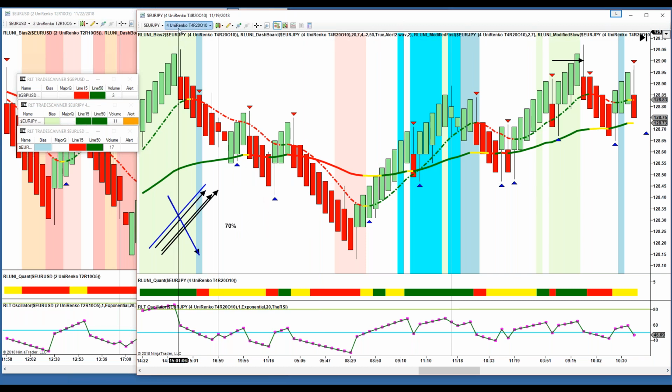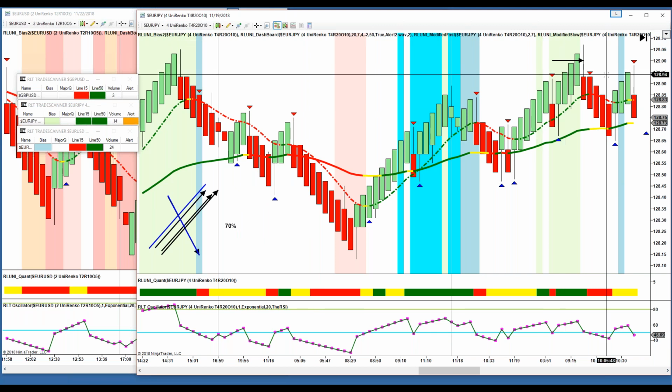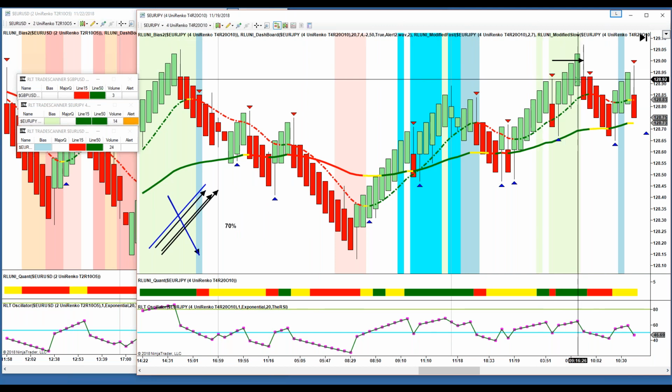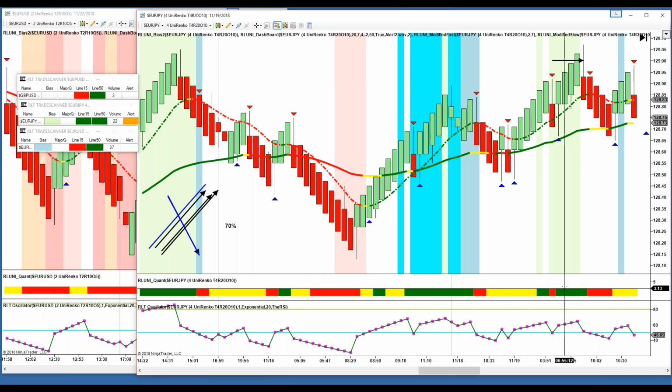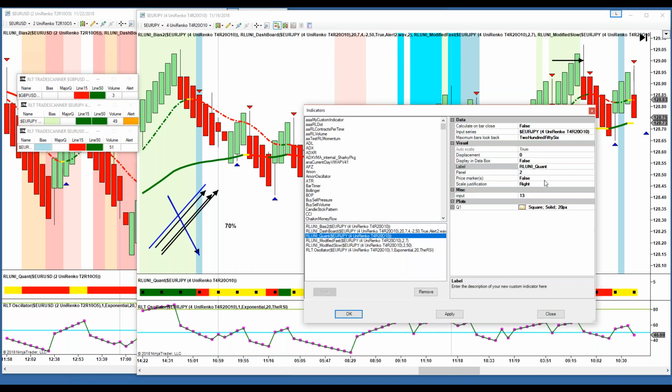And if you're trading a 4-unit Renko, you've got to adjust this background to make sure the indicator is assessing the appropriate 2 higher time frames. So when you trade a 2-unit Renko, this input is going to be 8. You're trading a 4-unit Renko, it's going to be 13. And if you're trading a 6-unit Renko, it's going to be 21.